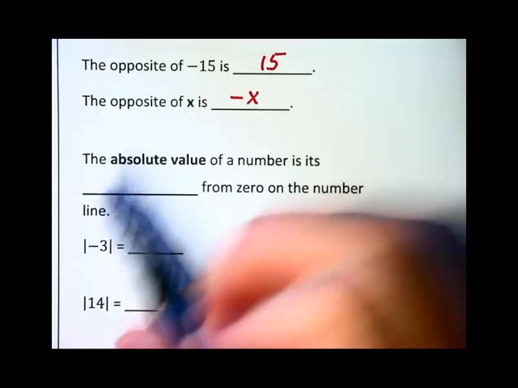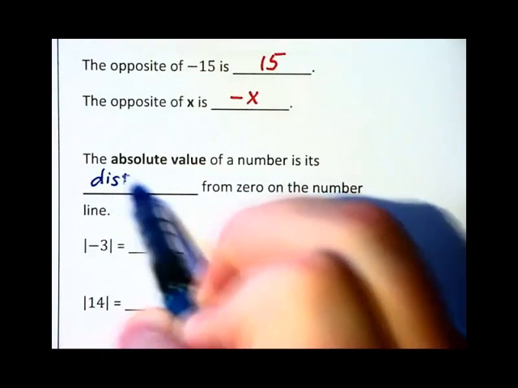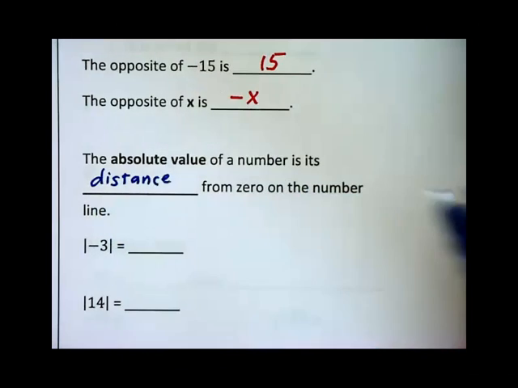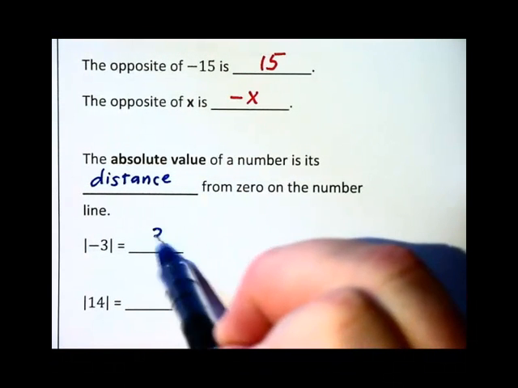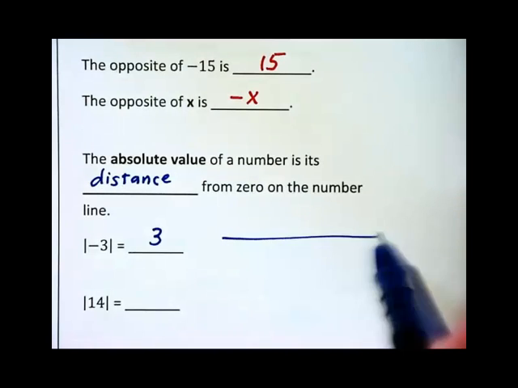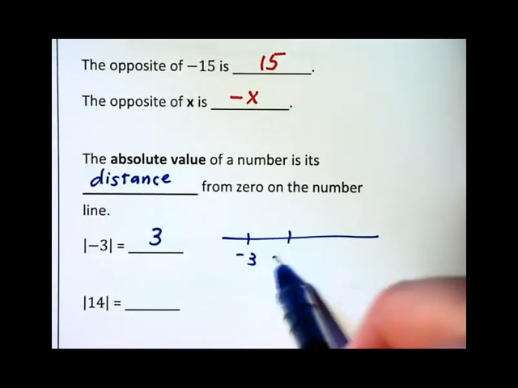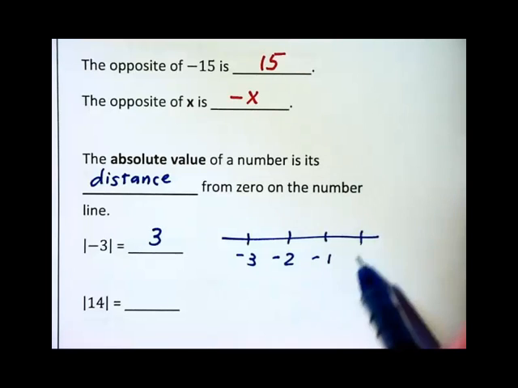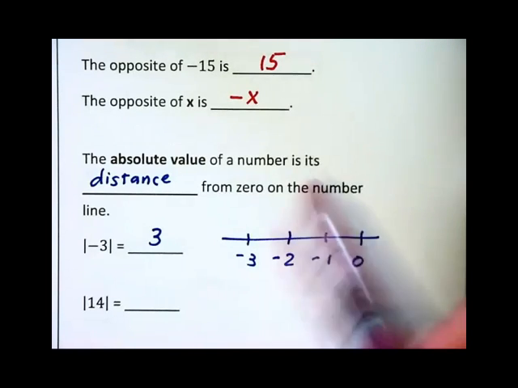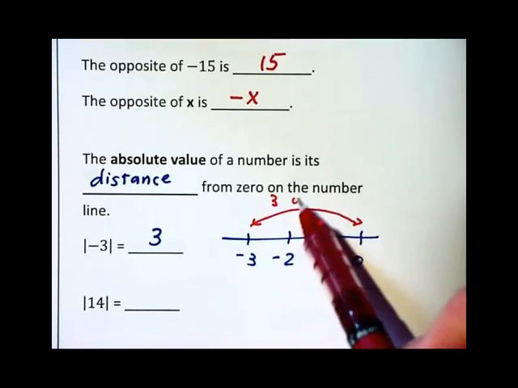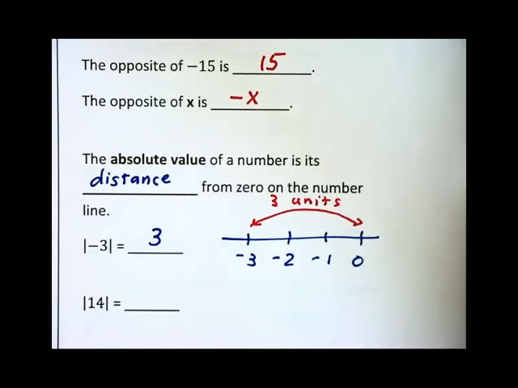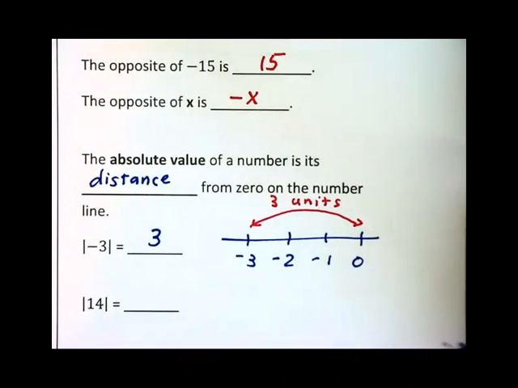Now, the absolute value of a number is its distance from 0 on the number line. And so when we look at this absolute value of negative 3, it is equal to positive 3. You might say, if we were looking at the number line here, that the distance from this negative 3 to 0, that distance is 3 units. And we don't ever have a negative distance, and therefore it needs to be positive 3.